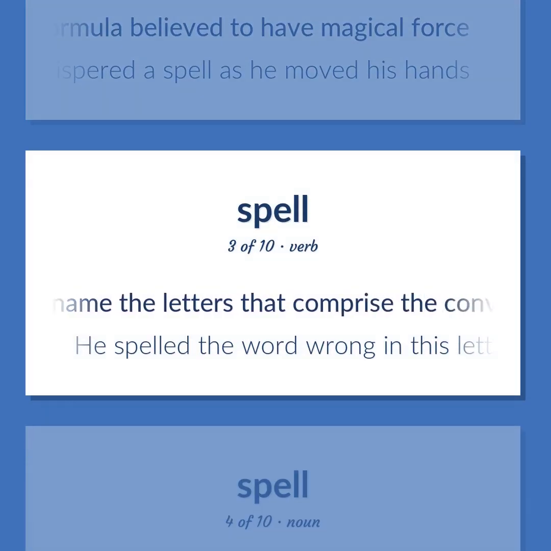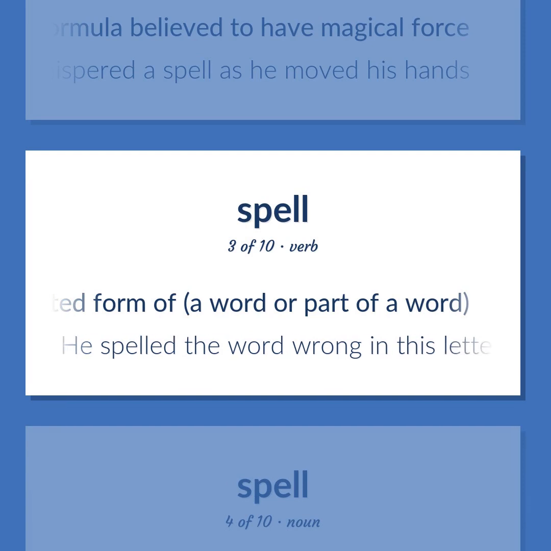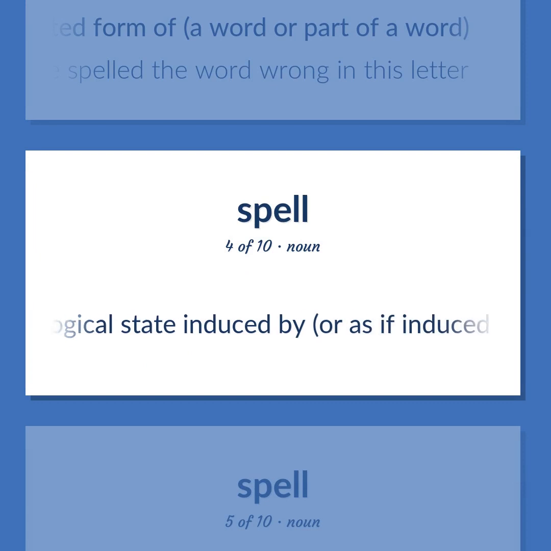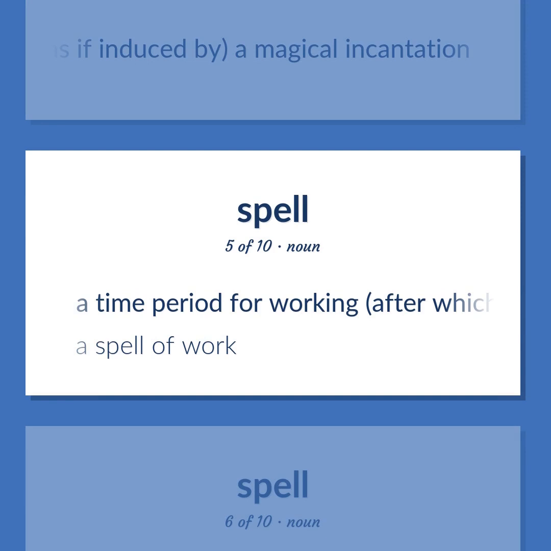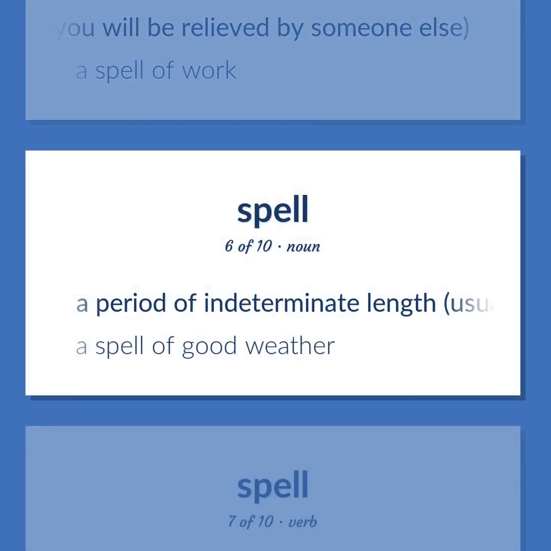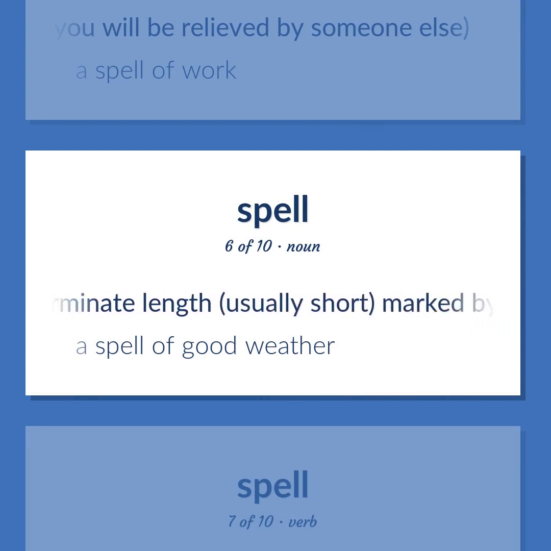Write or name the letters that comprise the conventionally accepted form of a word or part of a word. He spelled the word wrong in this letter. A psychological state induced by, or as if induced by, a magical incantation. A time period for working, after which you will be relieved by someone else. A spell of work. A period of indeterminate length, usually short, marked by some action or condition. A spell of good weather.